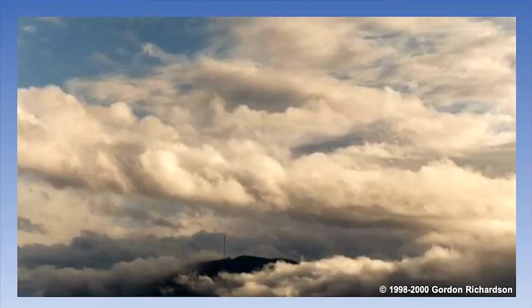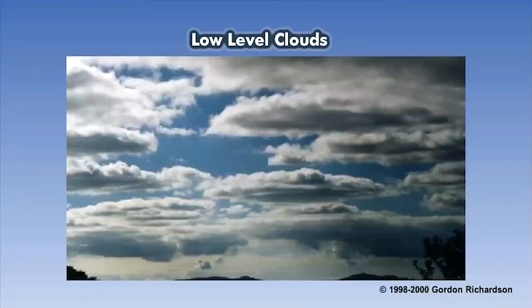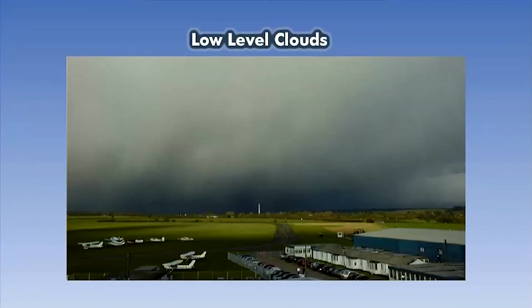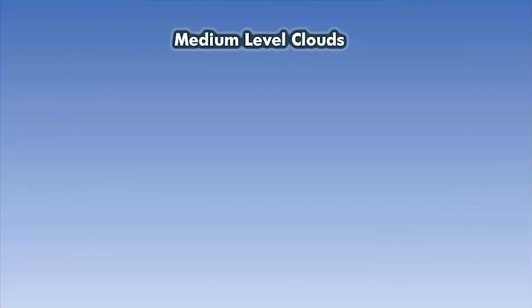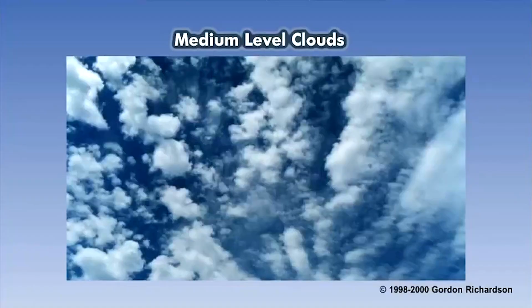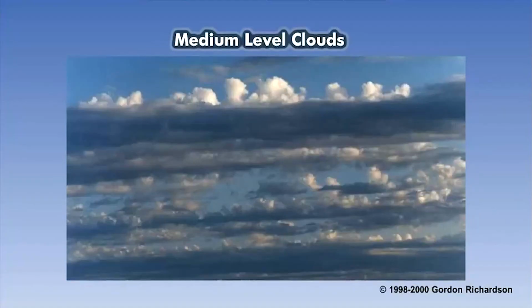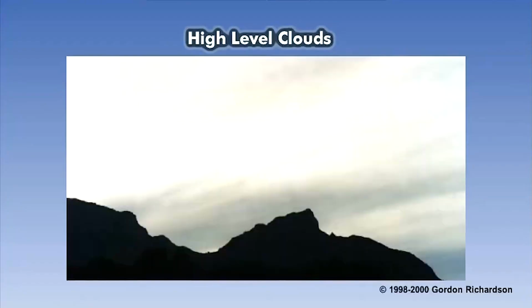Clouds are also defined by the height of their base. So we have low-level clouds: stratus, stratocumulus, nimbostratus, cumulus and cumulonimbus. Medium-level clouds are always denoted by the prefix alto. These are altostratus, altocumulus and altocumulus castellanus. High-level clouds are given the prefix cirro and include cirrostratus, cirrocumulus and cirrus.